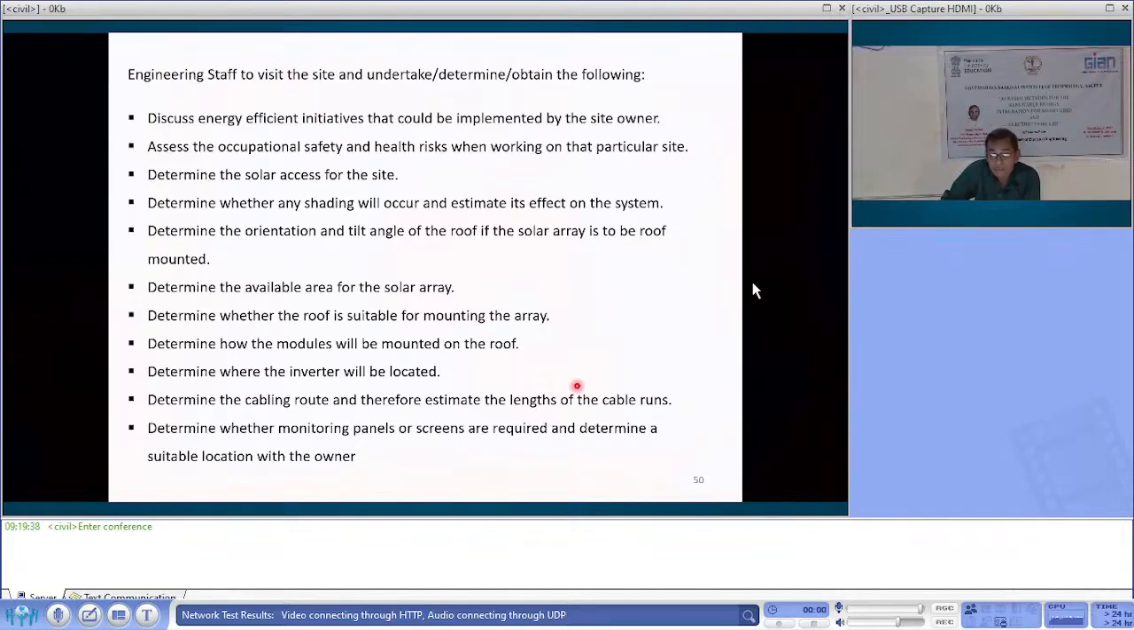Determine whether any shading will occur, then orientation, south, tilt angle, fixed equal to latitude. Available area for the solar array. You may not have that much area and you talk about I want 10 kilowatt on my rooftop. जगह है क्या? Then whether roof is suitable for mounting the array. That is roof testing. That is very important.